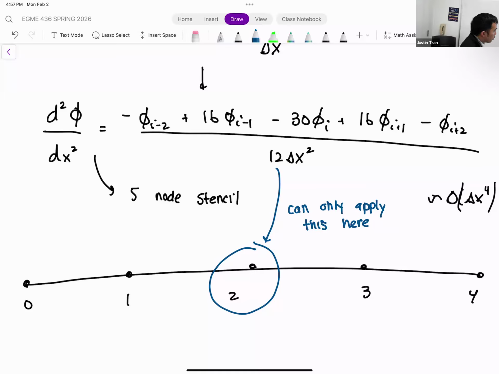All the other nodes in the system, we don't have enough neighbors in order to apply that scheme. So for a couple of these nodes, that's fine. If we look at, let's say, node 0 and node 4, we can't apply this scheme to those nodes, obviously, because these are boundary nodes. But that's no problem because for node 0 and node 4, we're just going to apply boundary equations here anyway.